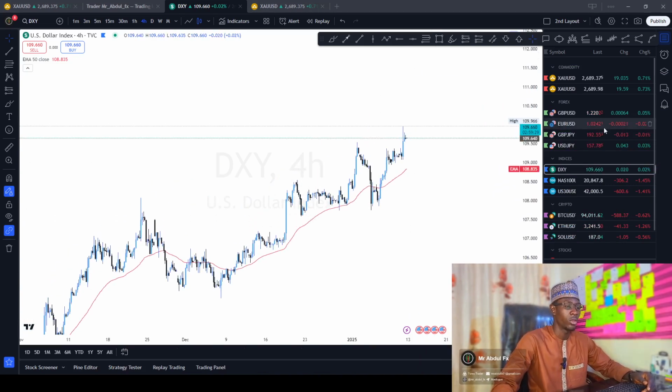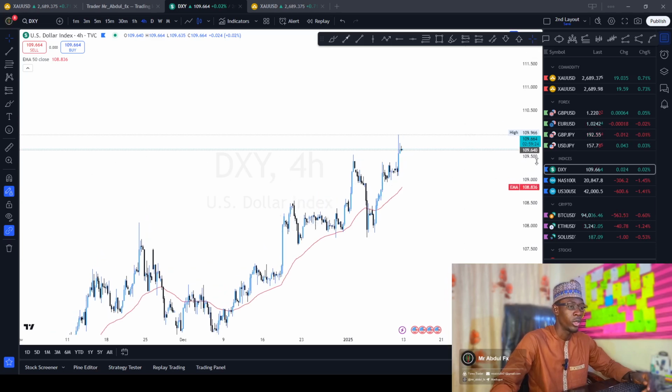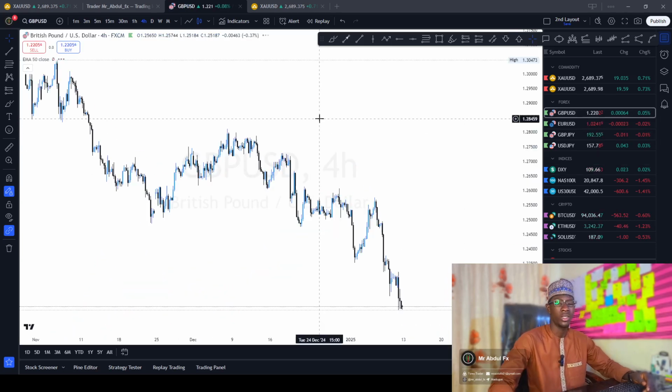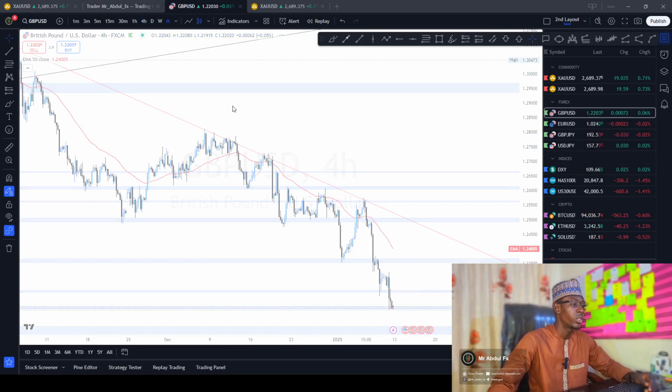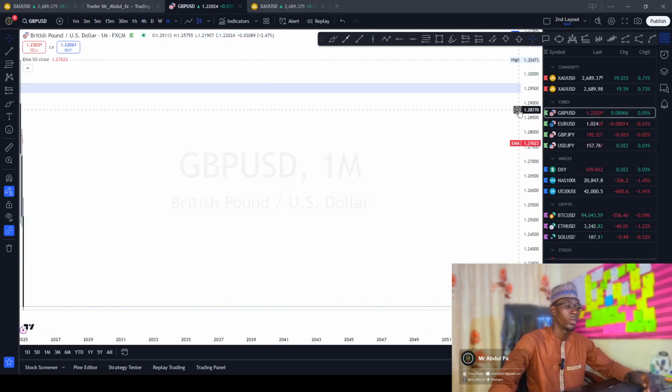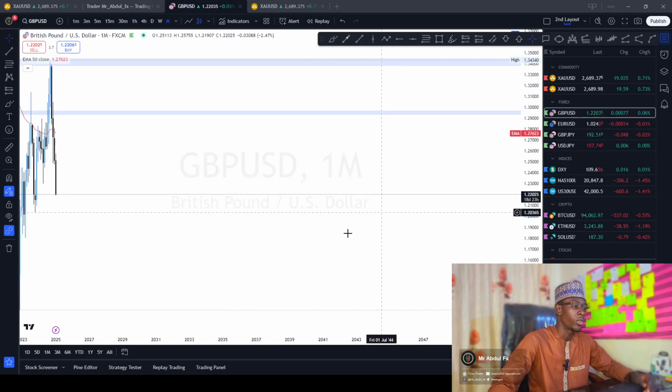This is DXY, the US dollar index. I will start with GBP USD, and I will start from the monthly time frame because I always start my analysis from the monthly time frame.